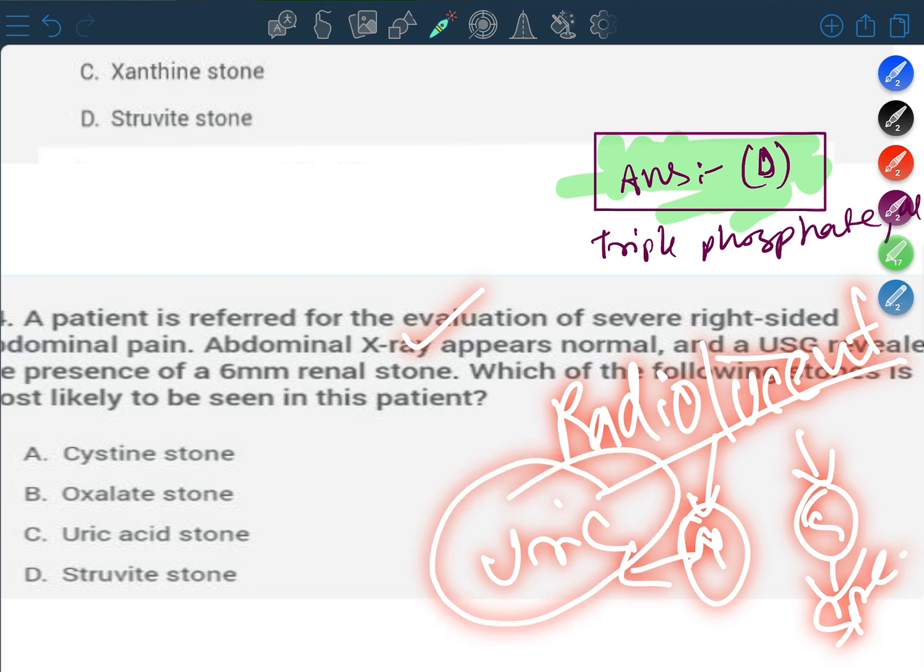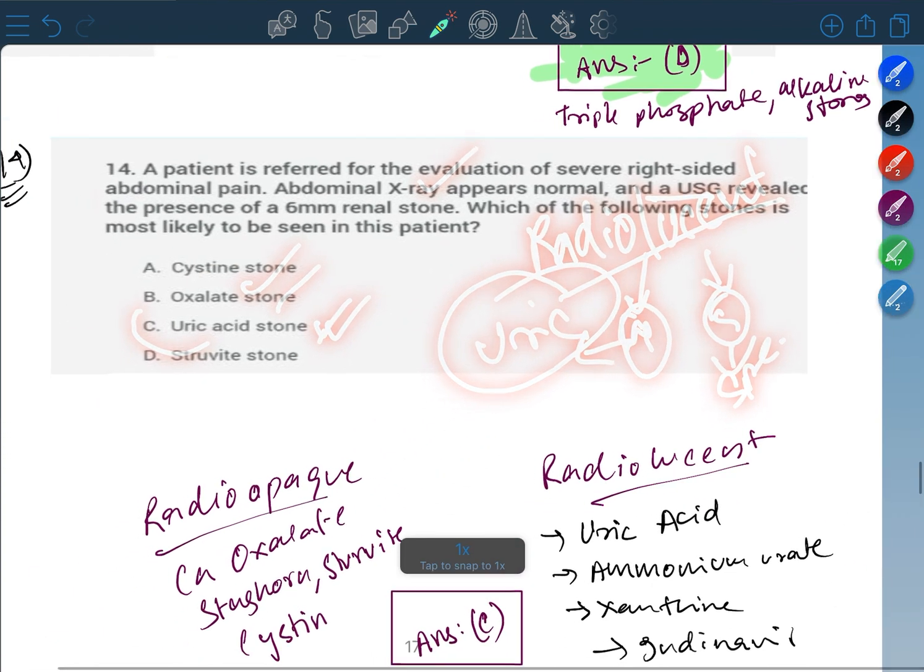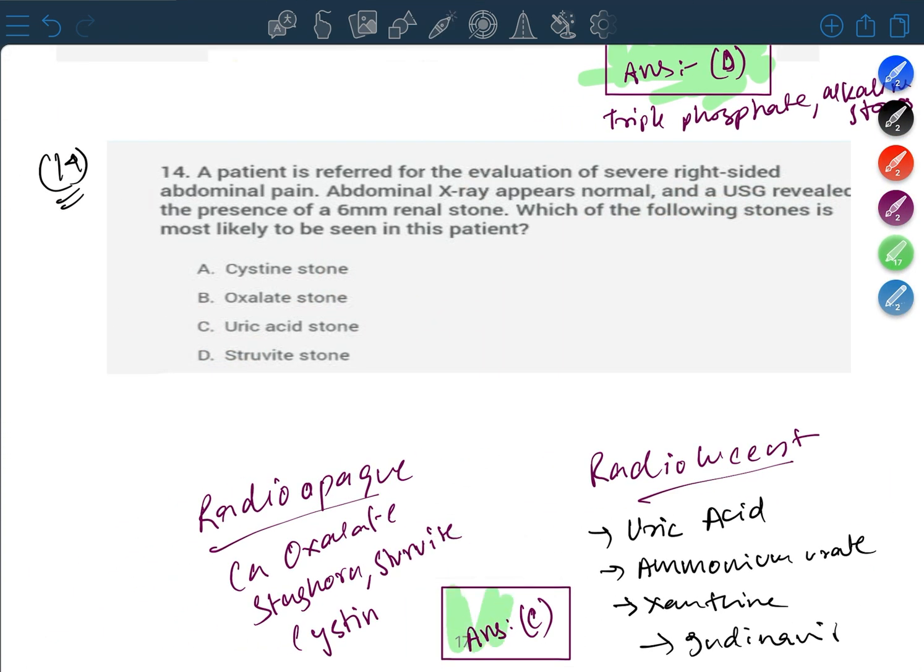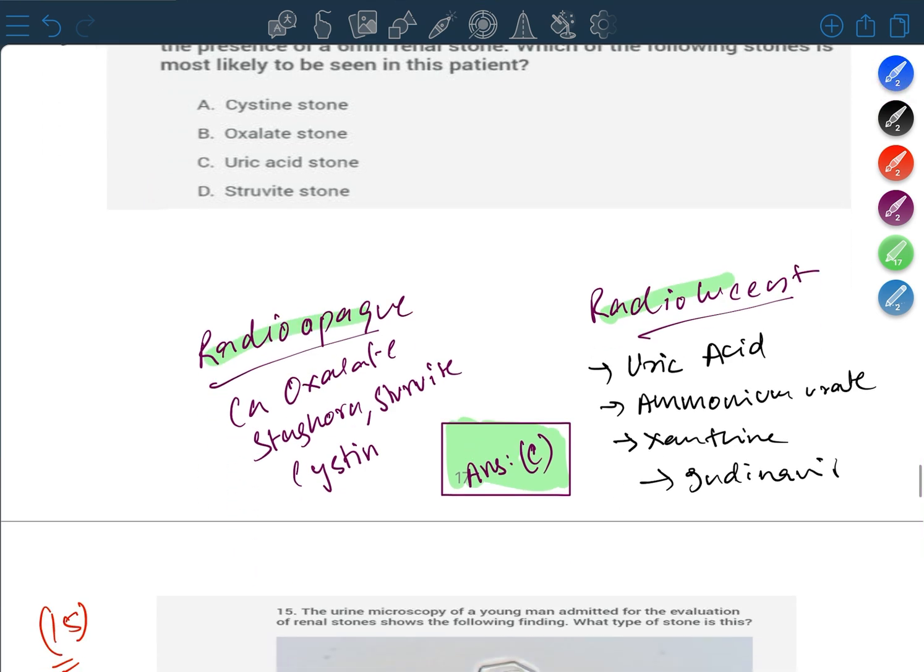So let us see if uric acid is there or not. Uric acid is there. So this is true and these all are radio opaque. So answer 3. Done. Radio opaque, radiolucent. These are all radio opaque: staghorn, struvite, cystine. See, radiolucent are uric acid, ammonium urate, xanthine, indinavir. Special stones.